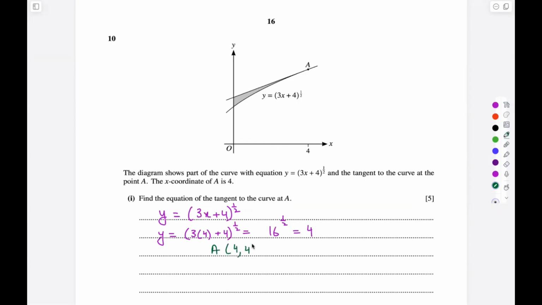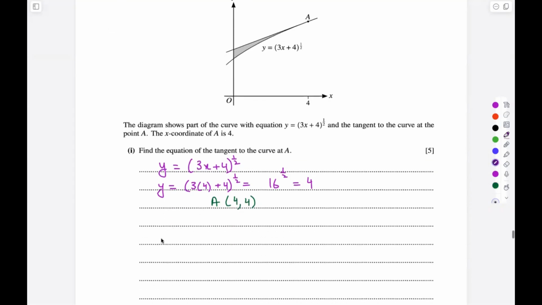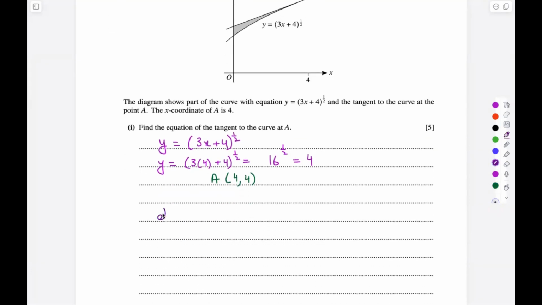Now to find the equation, we'll have to find the gradient of the line. So to find the gradient, we'll find the dy dx of the equation. The dy dx will be equal to, we'll multiply 1 upon 2 by the coefficient. So that will become 1 upon 2 into (3x plus 4) to the power, we'll decrease the power by 1, that will become minus 1 upon 2, and multiplied with the derivative of 3x plus 4, which is 3. So that will become 3 upon 2.